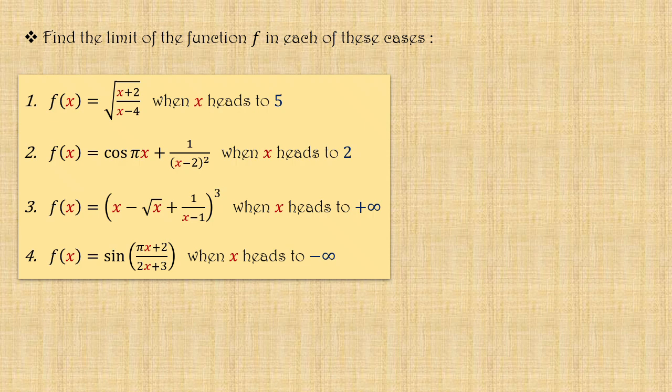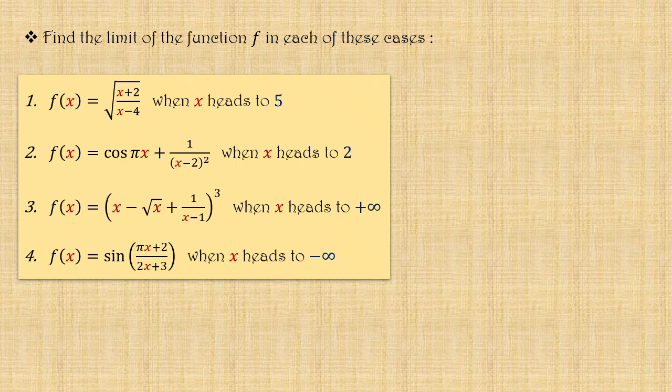In today's video, we would like to find out the limit of the function f in each of the four following cases. So the first case is when the function f(x) equals the square root of (x + 2)/(x - 4), and we have to calculate its limit when x heads to the number 5. The second case is when our function f(x) equals cosine(πx) + 1/(x - 2)², and we have to calculate its limit when x heads to the number 2.